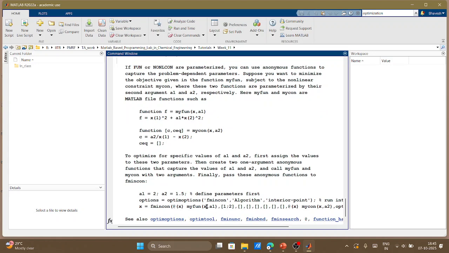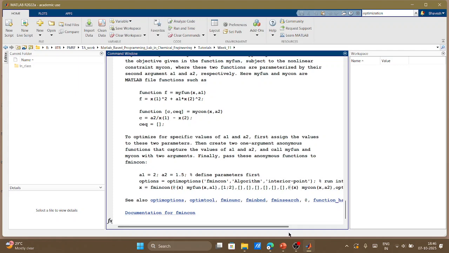Yeah, this part, my function, your initial guess. Here they have not considered any linear inequality or equality constraints. There are no bounds on your system, okay? So that's why these things are empty. The linear equality and inequality constraints are empty. There is no bound, so you just provide blank vectors, and then your non-linear constraint, right?